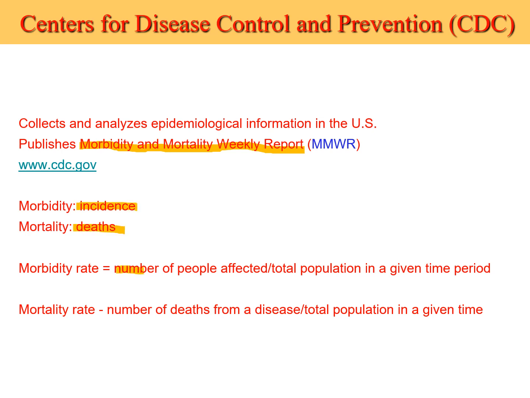Morbidity refers to incidence and mortality to death. So the morbidity rate is the number of people affected per total population in a given time, and the mortality rate is the number of deaths per population in a given time. These are rates. These are just whole numbers.